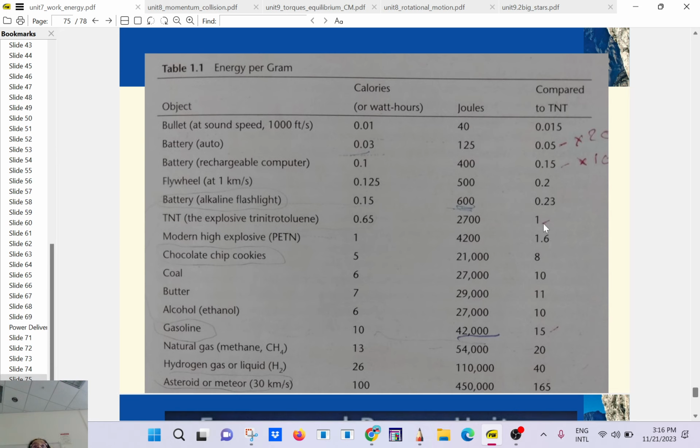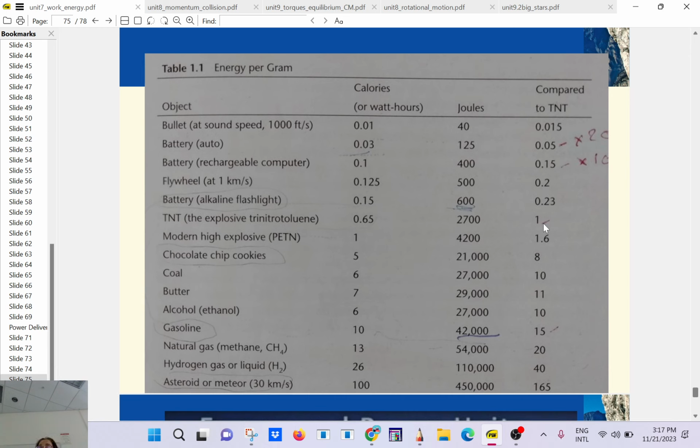So how come if I eat 8 cookies, I'm not going to go boom? There is no explosion. What will be the difference? The type of energy? It's not really the type. It's the way energy is delivered. When you eat a cookie, does your metabolism turn that into energy right away? No. But TNT? Instantaneous, right?